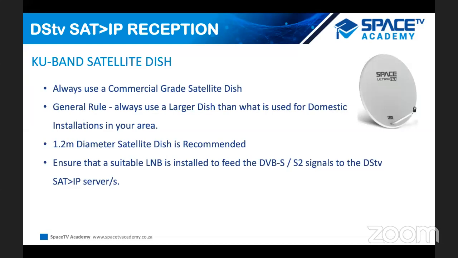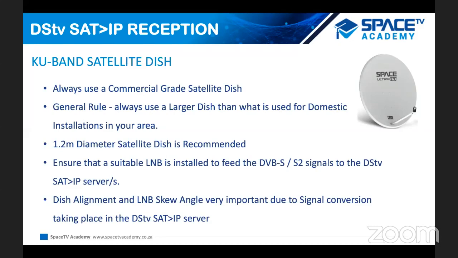Obviously ensure that a suitable LNB is installed to feed the DVB-S or S2 signals from the satellite to the SATIP servers. This is quite important, and we'll go through the different types of LNBs in this presentation today. And something very, very important is the dish alignment and the LNB skew angle. It's very important because we are converting signals, we are manipulating signals within the DStv SATIP server, which makes these type of parameters much more critical than it would be in a standard domestic installation.